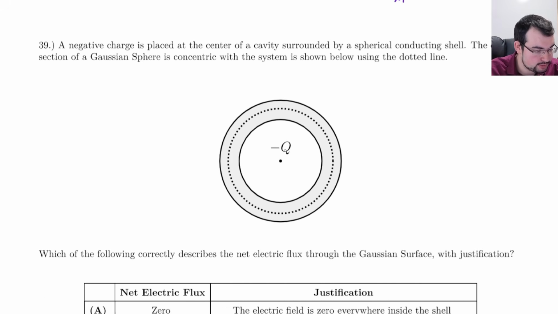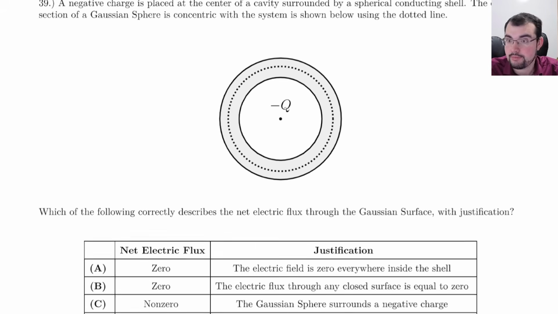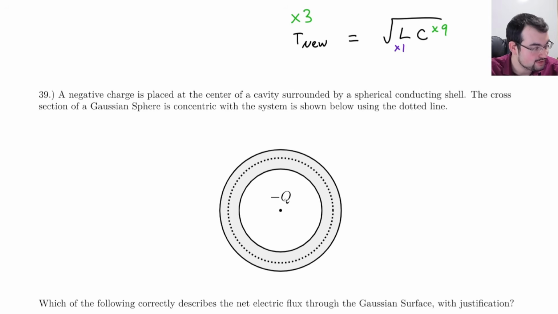A negative charge is placed at the center of a cavity surrounded by a spherical conducting shell. The cross-section of a Gaussian surface is shown by the dotted line. Which of the following describes the net flux through the Gaussian surface with justification? So we have 0, non-zero. All right, so remember, this is a conductor, so we can always do our little marking. E is 0 in a conductor, V is constant.